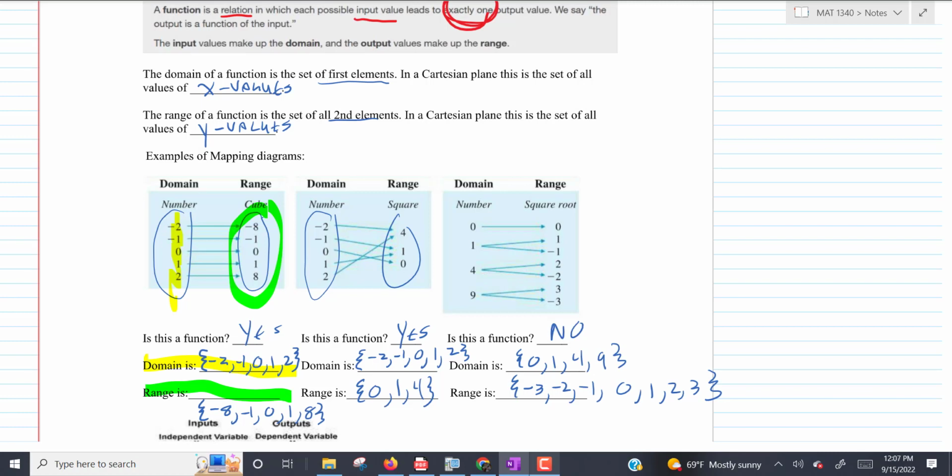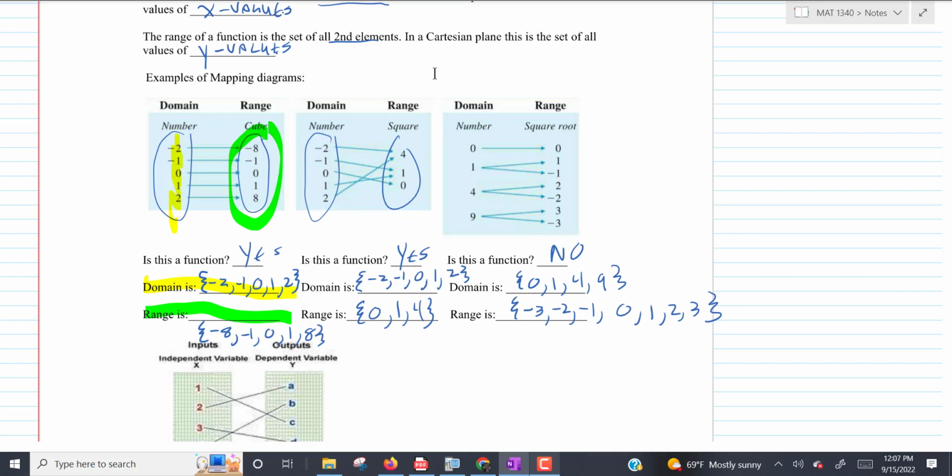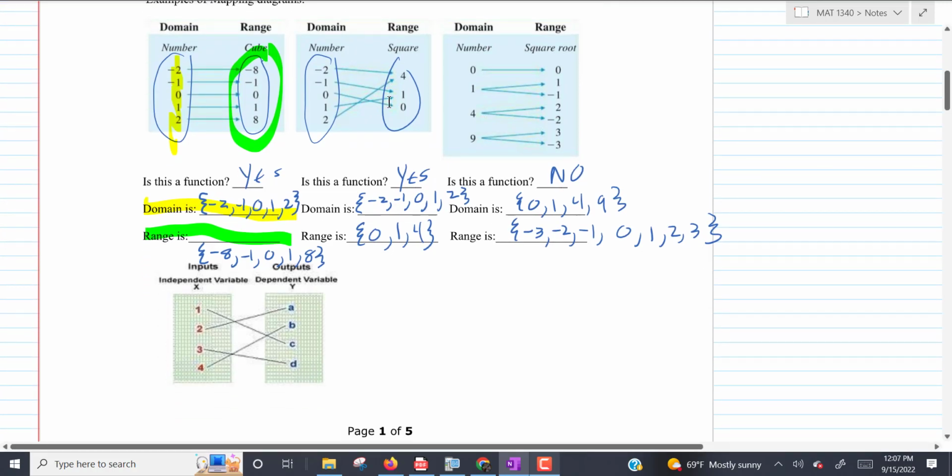It's preferred that you put it in order. If you're doing something on WebWork, it depends on how it's programmed. It may be programmed to take it in any order, but just develop the habit of putting it in numerical order. Any question on that? All you really look for is, if something in the domain is going two or three directions, then it's not a function.